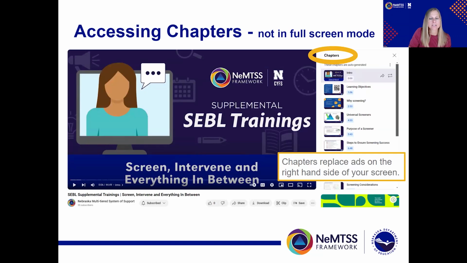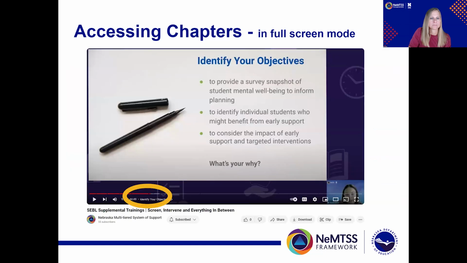Chapters replace the ads to the right of the video. Click the chapter you would like to see from the list, and the video will automatically skip ahead to that chapter. Another way to see the different chapters, especially if you're in full screen mode, is to hover your mouse over the status bar at the bottom of the video. A white graph will appear that shows you where each chapter starts and stops. Click your mouse to skip to wherever you would like to go in the video.